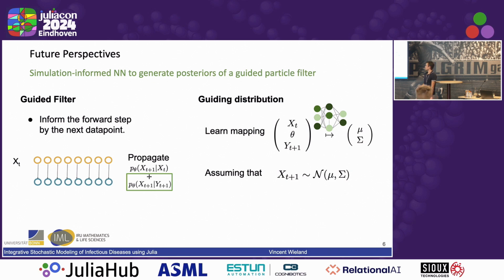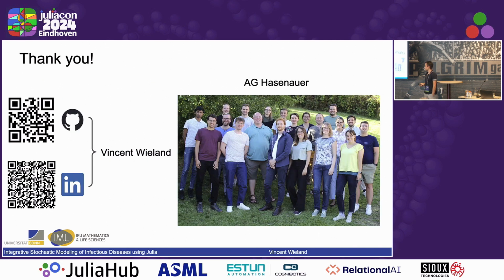Right now, we're just trying to learn the mean and covariance matrices for a normal distribution there. Of course, given our model formulation, we should maybe add some different assumption here, but this is what we are trying to achieve right now, what we call a simulation-informed neural network to generate posteriors with the guided particle filter. And to our knowledge, this is kind of new.